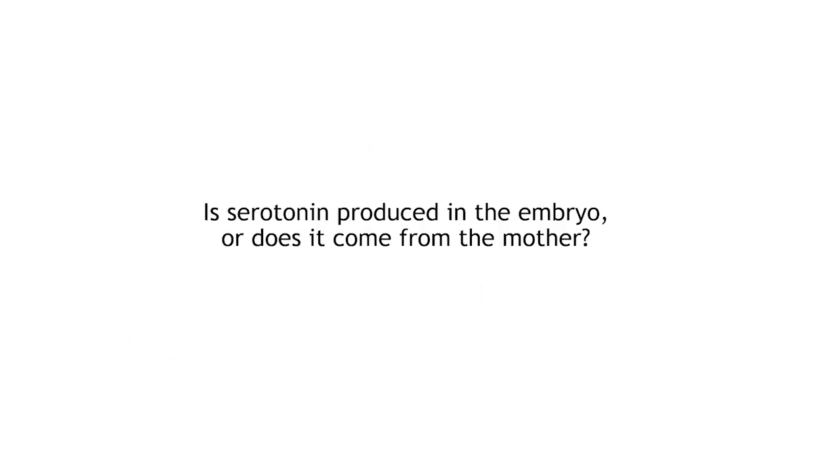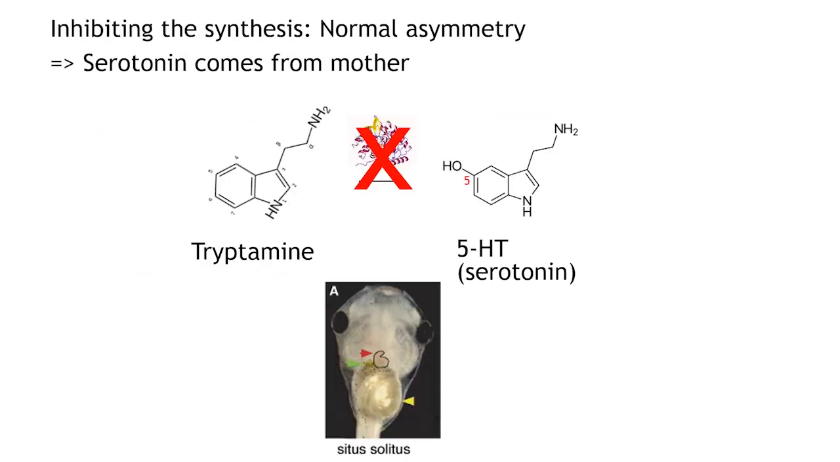The next question is, is serotonin produced in the embryo, or does it come from the mother? When the team added a chemical which inhibits the synthesis or production of serotonin within the cell, it didn't do anything to the asymmetry of the organism. So the serotonin probably comes from the mother and is not synthesized in the cells.